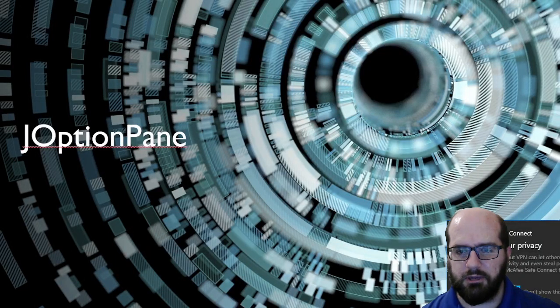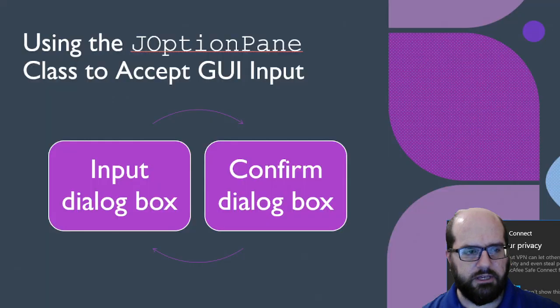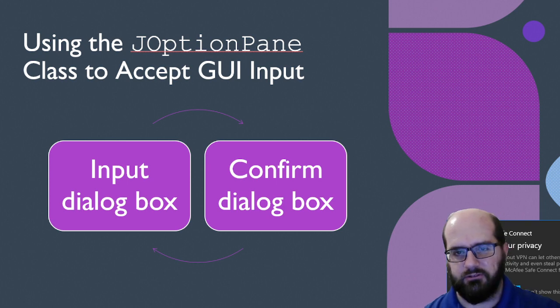Okay, so let's talk about making this graphical with the GUI. The JOptionPane allows us to accept input from the user. Just like a scanner, it asks the user a prompt and it takes information, and it can use that in later programming. There are two kinds of dialog boxes we can use. There's an input dialog box and there's a confirm dialog box.